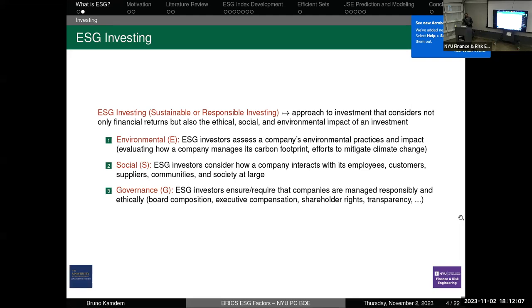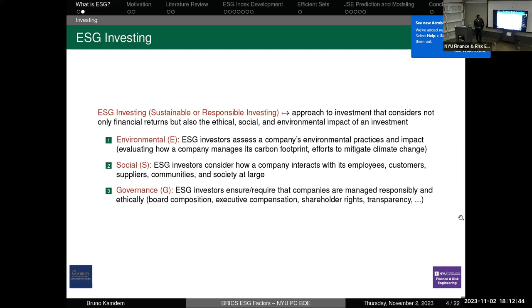When it comes to the E, for instance, ESG investors want to assess a company's environmental practices and impact. Evaluate how a company manages its carbon footprint, its efforts to mitigate climate change, and measure that, right? When it comes to the S pillar, the investor considers how a company interacts with its employees, customers, suppliers, and society. Are some of the company's practices negatively affecting the society or the community in which they live?